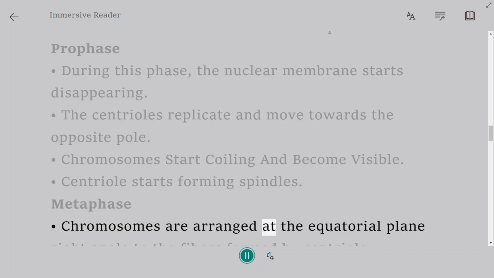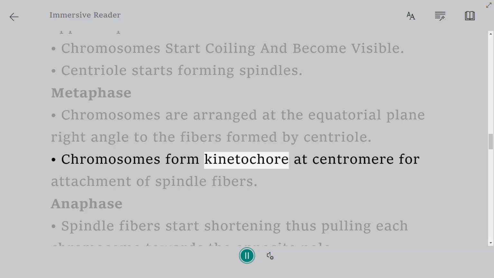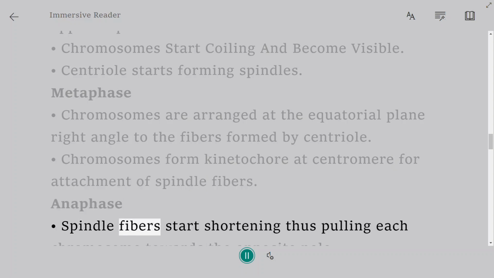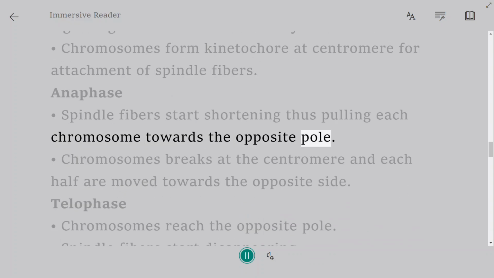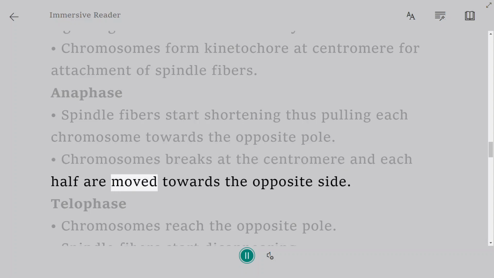Metaphase. Chromosomes are arranged at the equatorial plane at right angles to the fibers formed by the centriole. Chromosomes form a kinetochore at the centromere for attachment of spindle fibers. Anaphase. Spindle fibers start shortening, thus pulling each chromosome towards the opposite pole. Chromosomes break at the centromere and each half is moved towards the opposite side.